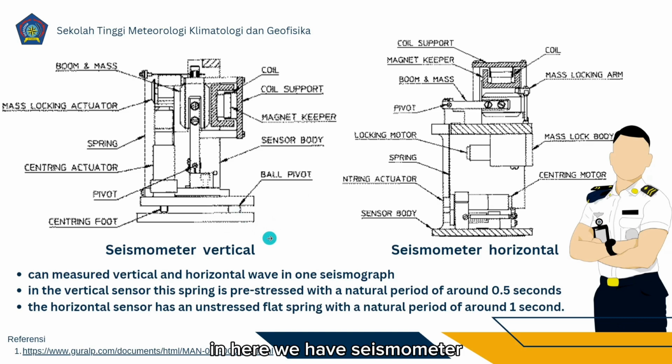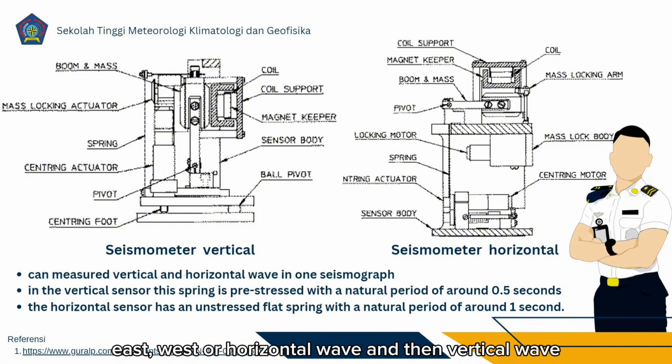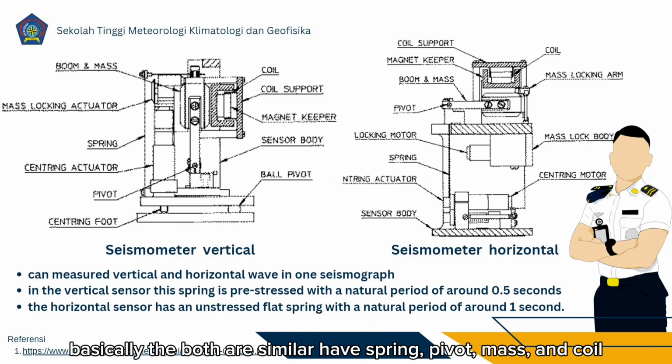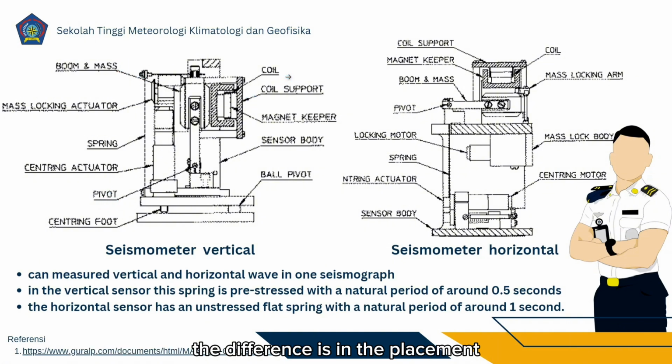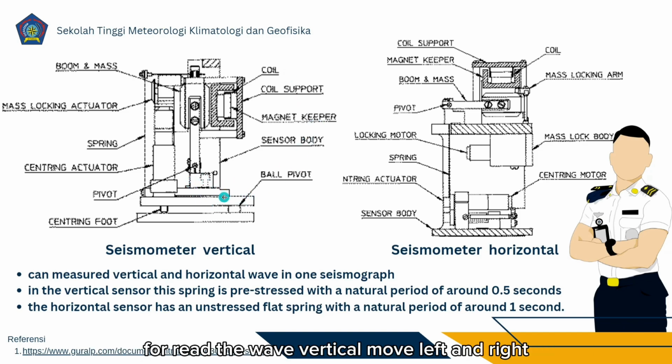Here we have the seismometer. The digital seismometer can already measure the north, south, east, west, or horizontal waves, and then the vertical waves. In the illustration we have vertical and horizontal. Basically both are similar, having a spring, pivot, mass and coil. The difference is in the placement. For example, in the vertical seismometer, the sensor body is here, to read the vertical wave, moving left and right.